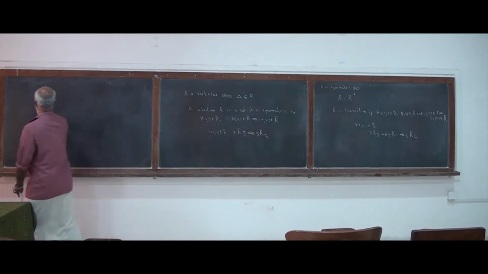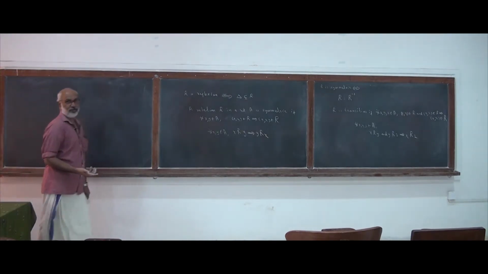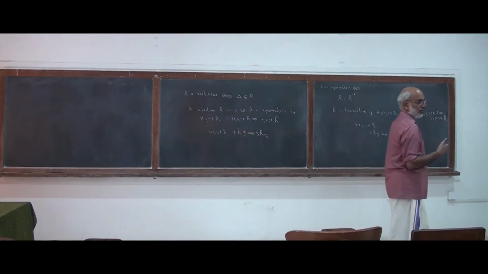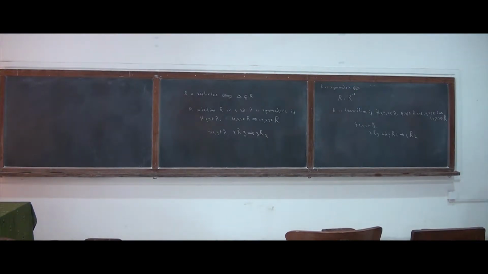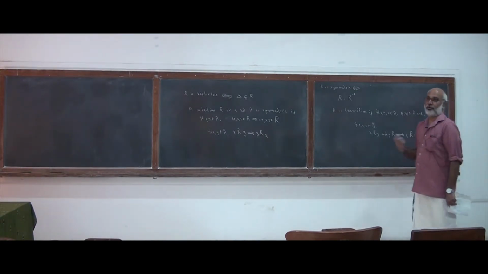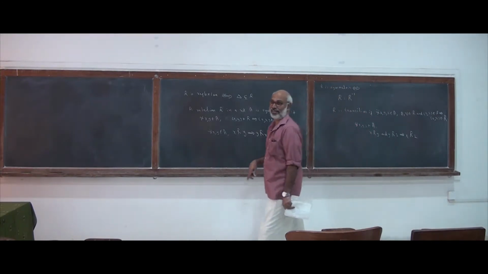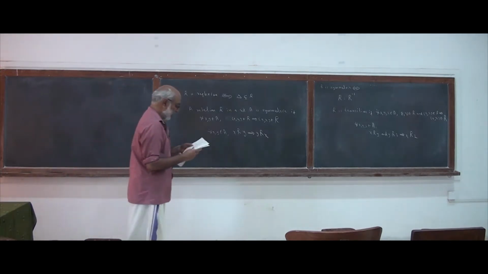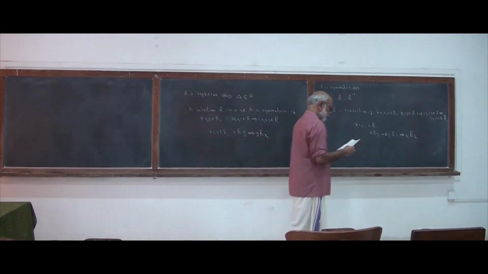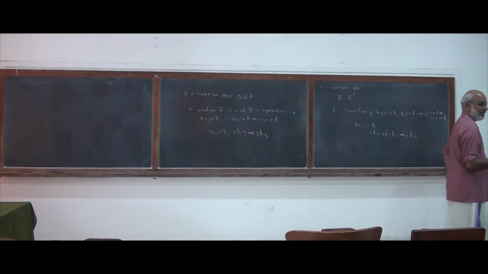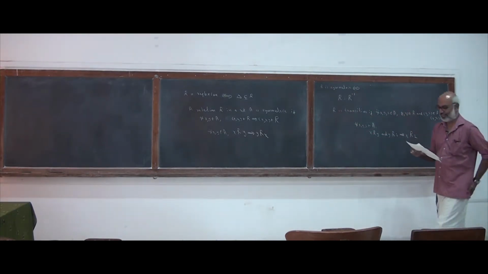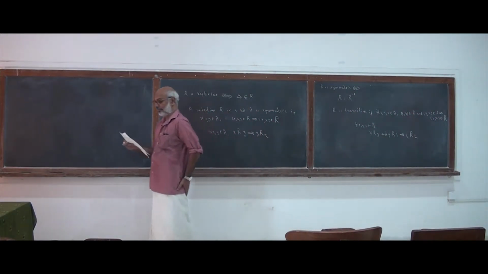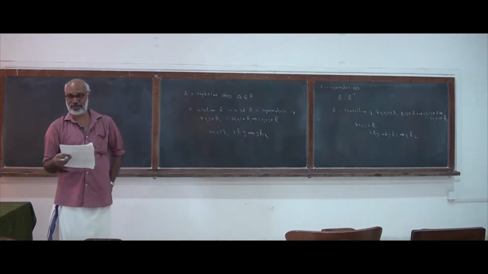So we have three properties of relations: reflexivity, symmetry, and transitivity. A relation satisfying two of these properties does not imply that it satisfies the third property. For example, if a relation is reflexive and symmetric, that need not be transitive. If a relation is symmetric and transitive, that need not be reflexive. If a relation is reflexive and transitive, that need not be symmetric.